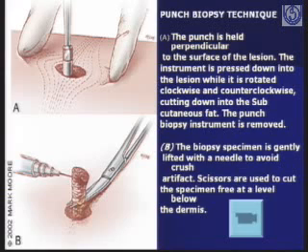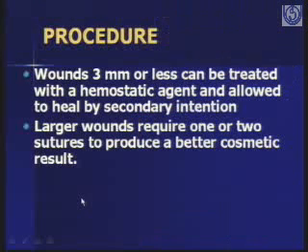Then you remove the instrument, and then the specimen is gently lifted. You can lift it either with a needle or with a non-tooth forceps, and then a scissors is used to give a sharp cut just below the dermis in the subcutaneous tissue. And then wounds which are 3 millimeters or less can be treated with just a hemostatic agent and then allowed to heal by secondary intention.